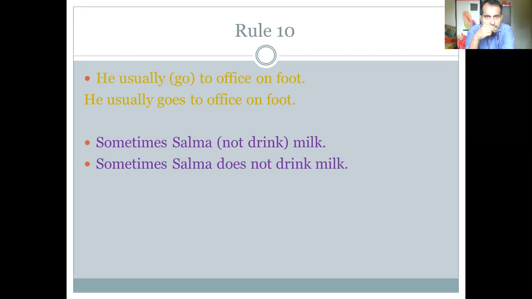Next example we can consider. Sometimes Salma not drink milk. So when sometimes is used, that means it is her nature, her usual practice, that she doesn't drink milk. That's why we have used present indefinite tense here. What does Salma do? What's her natural behavior? So she does not drink milk. Usually she does not drink milk. That's why we have used does not. So again, we have used present indefinite in this case.